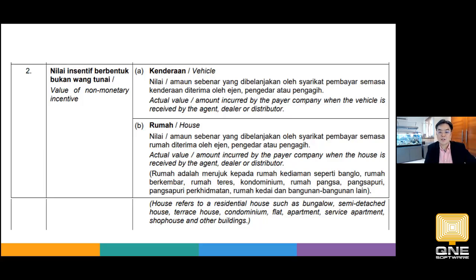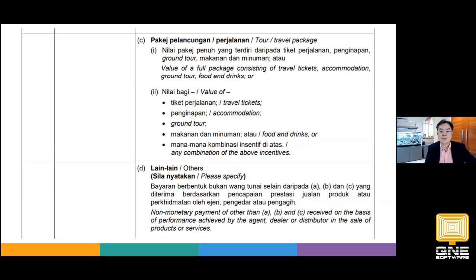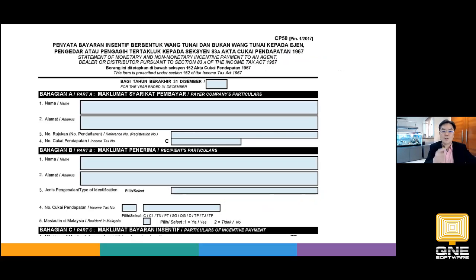All right, next. You can see the next one will be the tour package. The full value of the tour package, you can see from the slide. These are some of the interesting write-ups you can read from the CP58 itself. Then we can see how the form looks like here. You need to fill out the names, the year ended, address and all that.